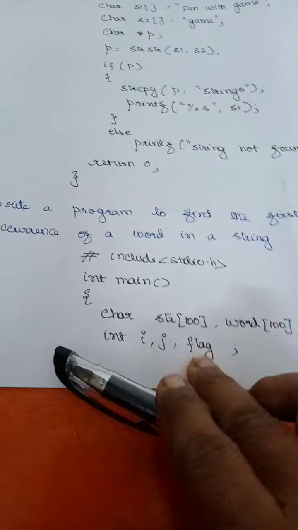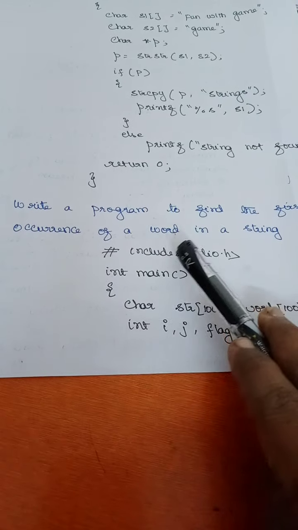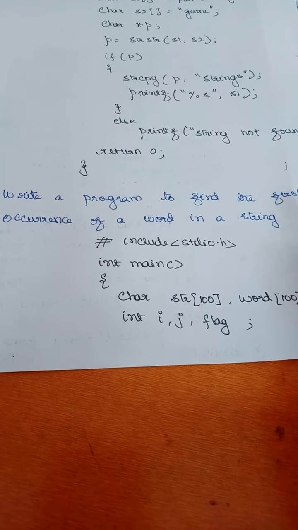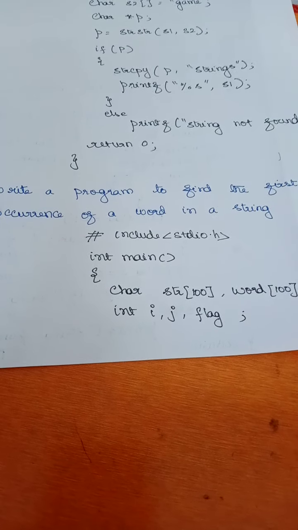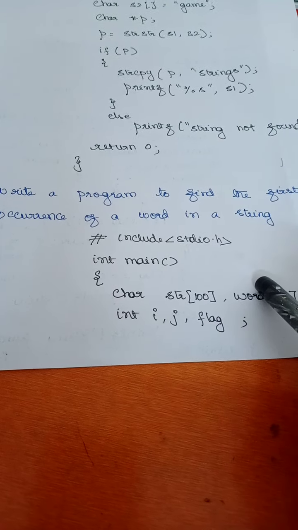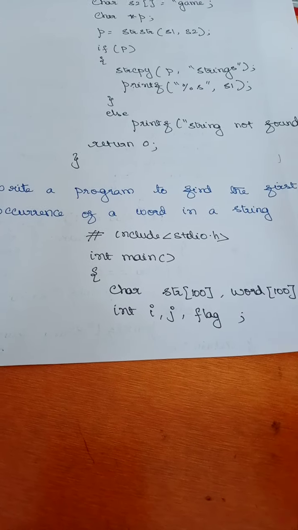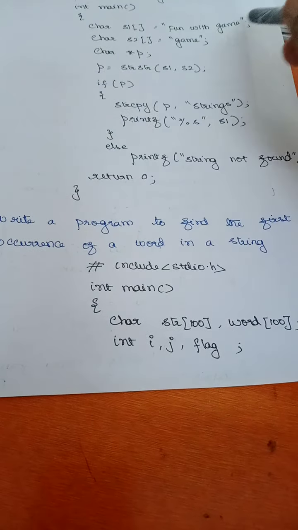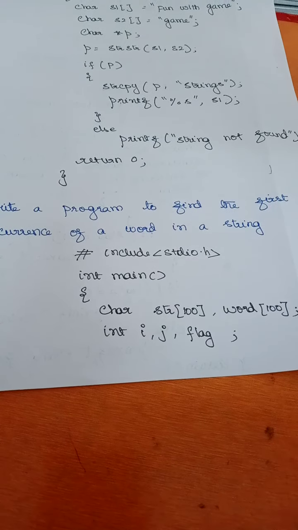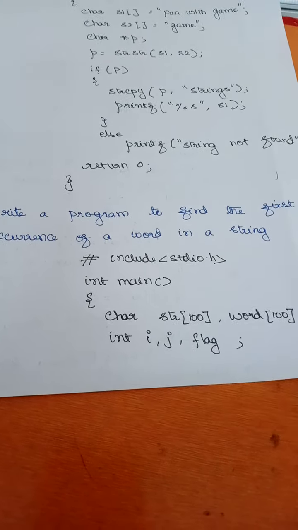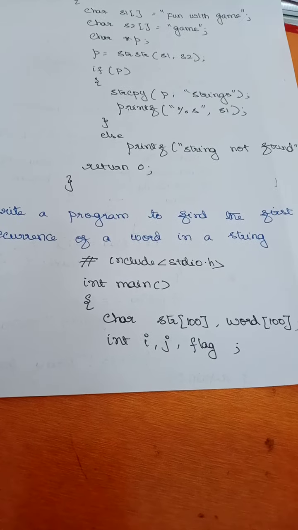Write a program to find the first occurrence of a word in a string. Now, I am not going to use a library function here. Without using the library function, I need to find the first occurrence of the word. So if you take the same example, fun with game. If I want to find out whether game is present in the string, then you can do it with a library function. Now we'll see how to do the same thing without using the library function, right?